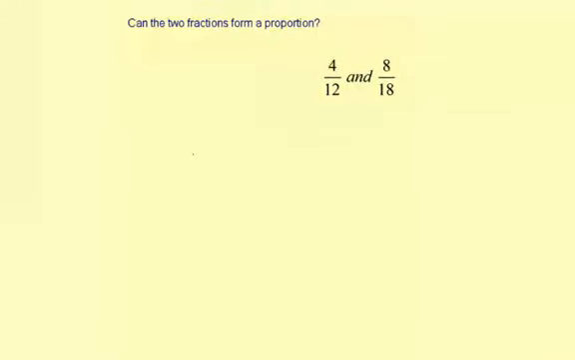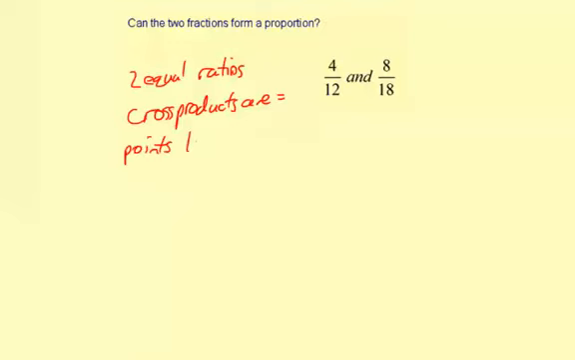Can the two fractions form a proportion? We have 4/12 and 8/18. So what do we know about a proportion? We know that it's two equal ratios. We also know that the cross products are equal. And we also know that if we were to take the ratios and make coordinates, those points lie on a line.